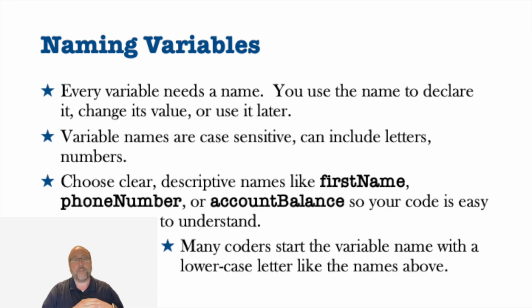Now, the first thing we need to think about is naming our variables. Everything has to have a name. Variable names are case sensitive, so we have to think about upper and lower case. If you name something that's all lowercase, you have to use it all lowercase, or else the computer won't know what to do with it. It can have numbers and letters both. It should always start with a letter. And you should choose clear descriptive names for your variables. First name, phone number, account balance. These are examples of variable names that are pretty easy to understand.